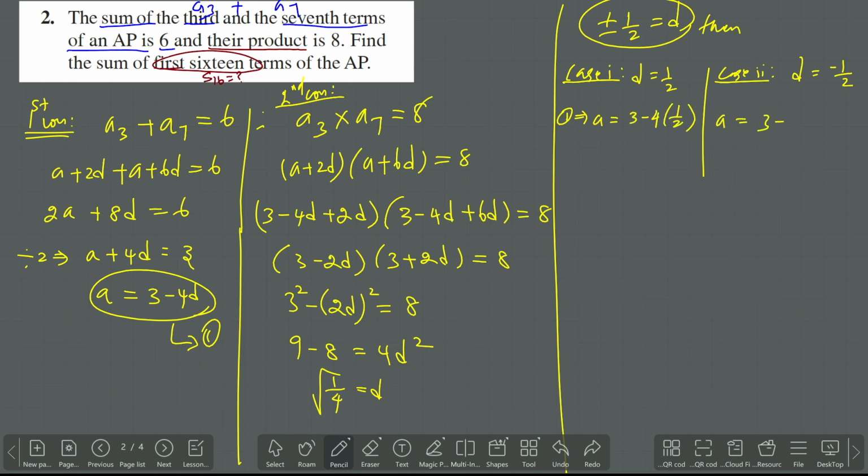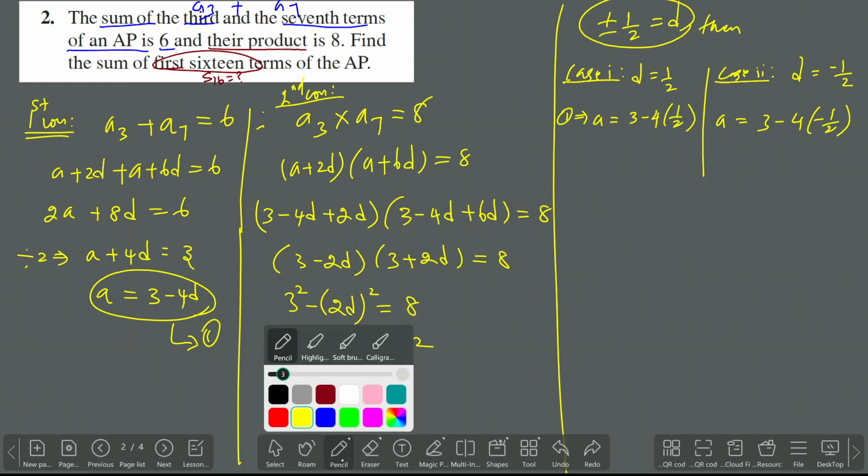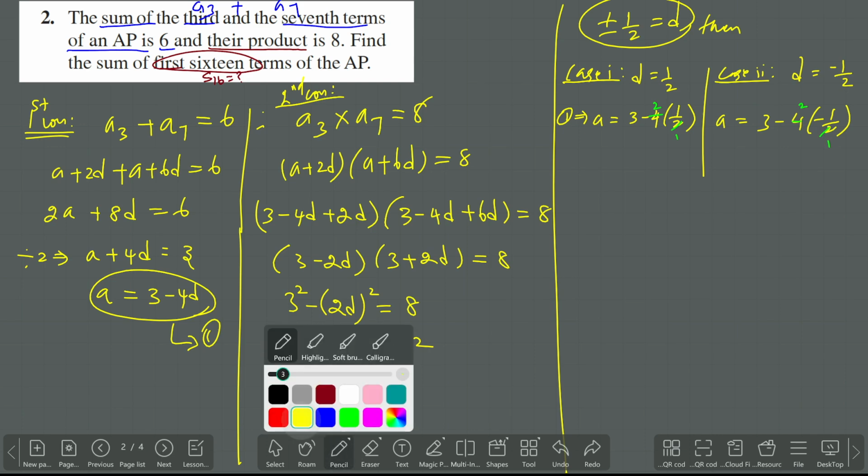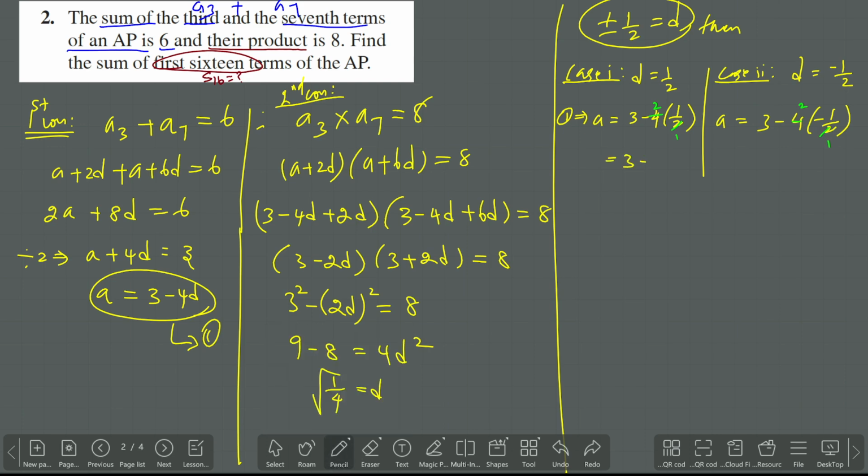Here a equal to 3 minus 4 into 1 by 2. So we can cancel here. 1 time how many? 2. So here also 1 time how many? 2. So what am I getting? 3 minus 2 into 1, which is equal to 1, here a. And what about here? 3 minus and minus plus 2, which is equal to 5, here a. Okay. So I'm getting a value 1 with d value 1 by 2, and a value 5 with d value minus 1 by 2.